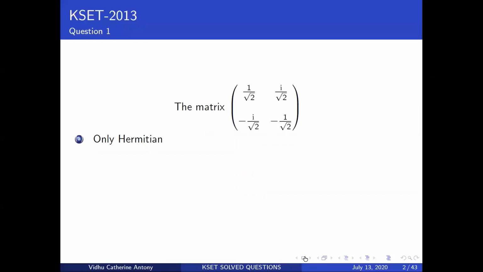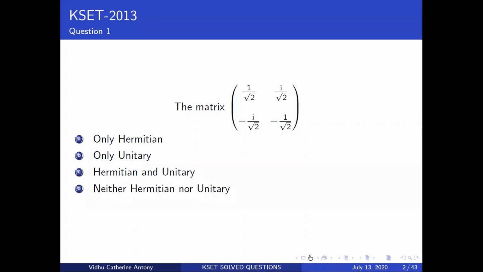Okay, so the first question, I think I posted this on the page, on the form too. This is a matrix, and you have to find out whether it's Hermitian, unitary, Hermitian and unitary, or neither Hermitian nor unitary. There are two conditions. If it's a Hermitian matrix, A is equal to A dagger. What does A dagger mean? It's the complex conjugate transpose.